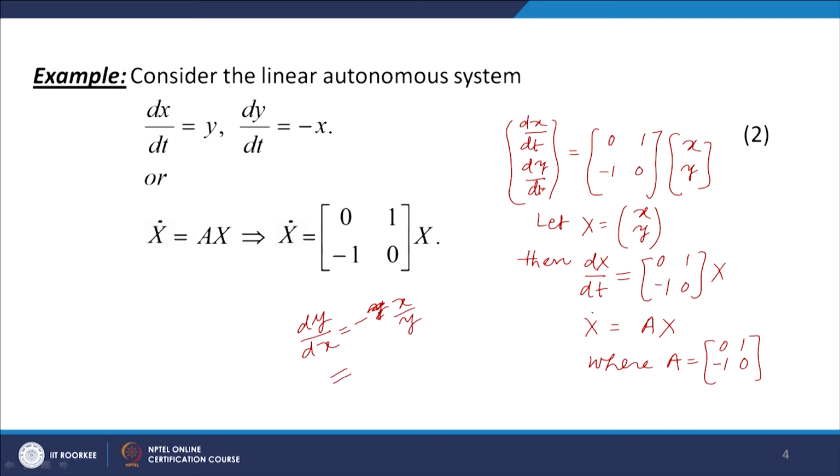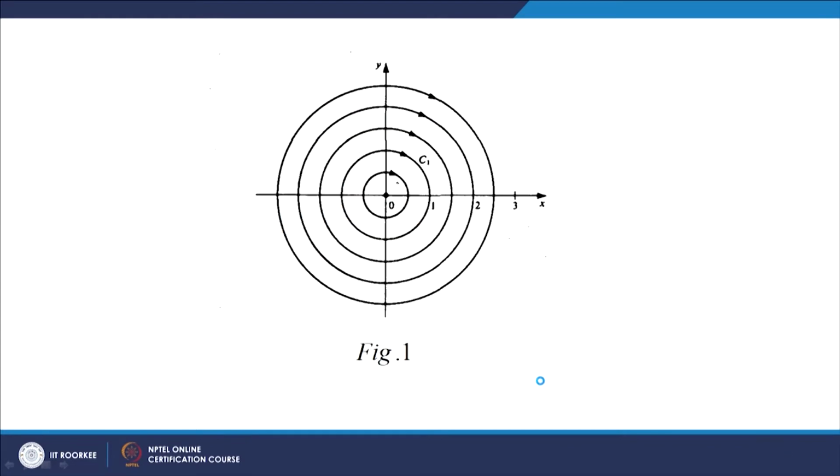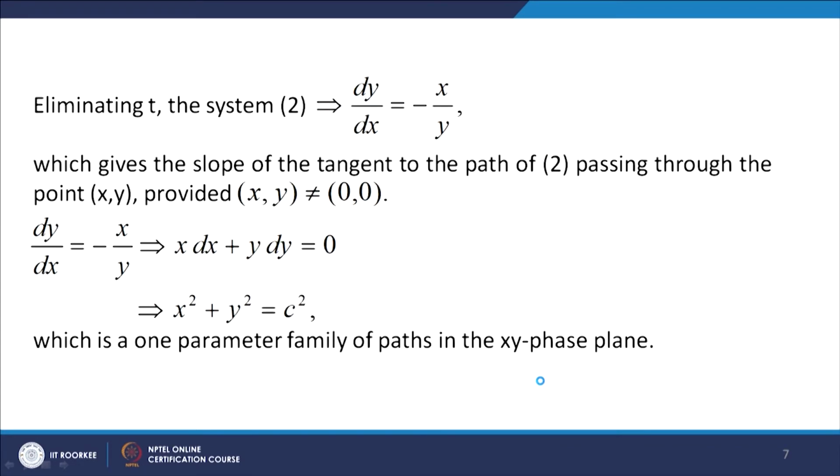and therefore, this gives us the slope of the tangent to the path of 2 at the point (x, y), and C1 describes a path of the system 2. So, which gives the slope of the tangent to the path of 2 passing through the point (x, y), provided (x, y) is not the origin.